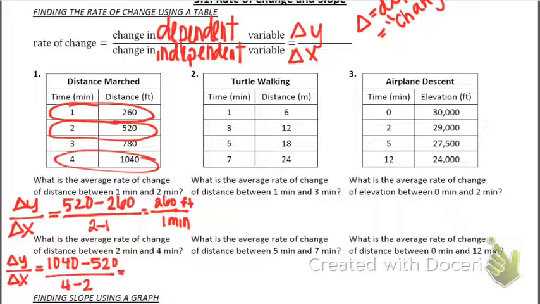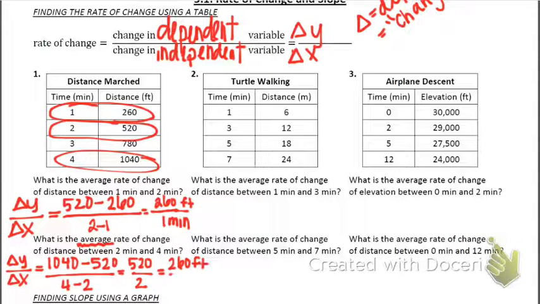$1,040 minus 520 gives me 520 over 2. And a lot of students usually tend to stop here, but look at the word that it asks for. It wants the average, so that means we need to simplify as much as possible. So what's that going to simplify to? Any ideas?